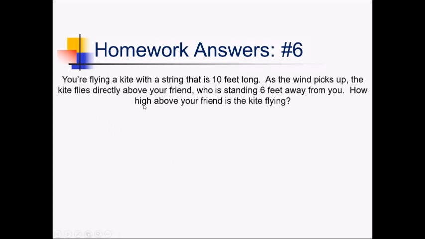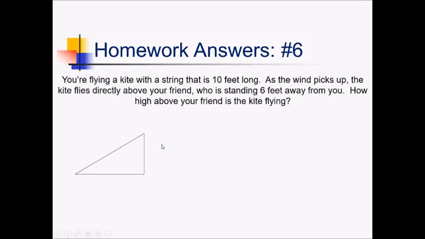For this problem, let's say that you're flying a kite with a string 10 feet long. As the wind picks up, the kite flies over your friend who's standing 6 feet from you. How high above your friend is the kite flying? So this is actually a triangle situation. The three parts of the triangle are you, your friend, and the kite.